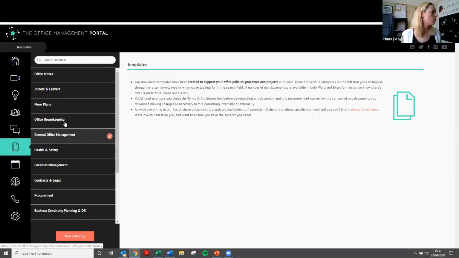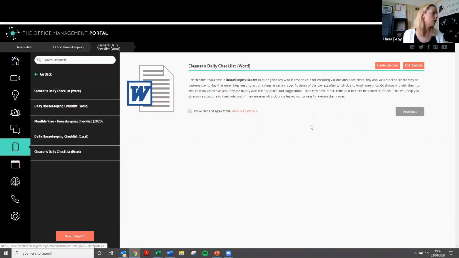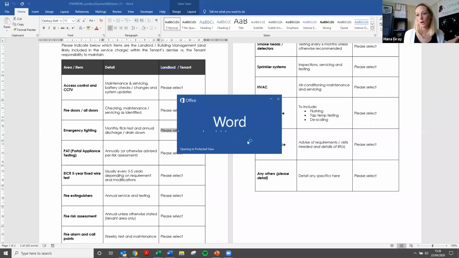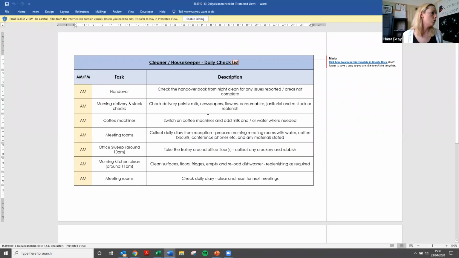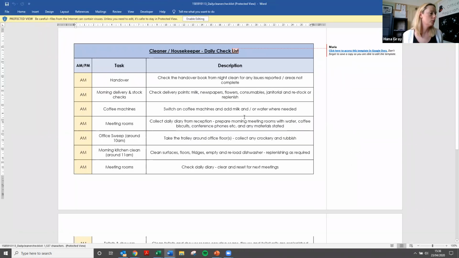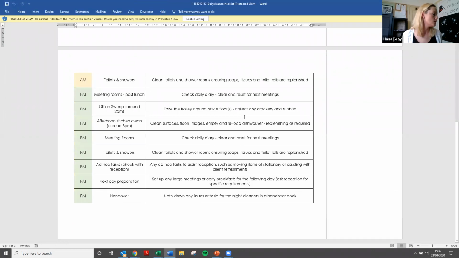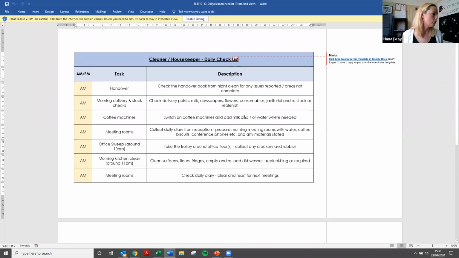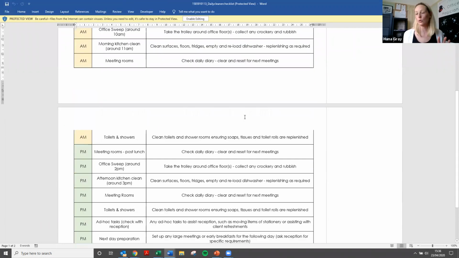There's probably some other ones. Oh, like housekeeping, you've got a cleaner's daily checklist here actually, so that might be useful. So if you do have a daytime cleaner, this might be something that you want to give to them to go through and check. So they can go through showers and toilets a couple of times a day and office sweep round and that kind of thing, because generally your cleaning schedule will be done on a day, week, month view rather than actually a whole shift for a day.